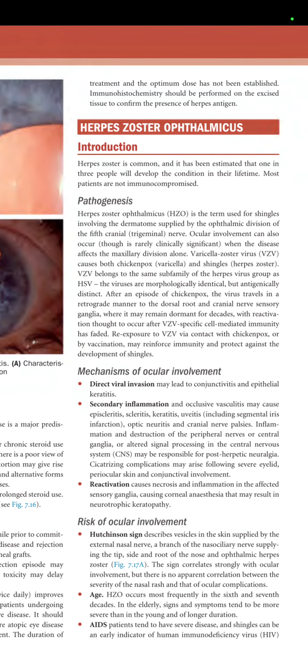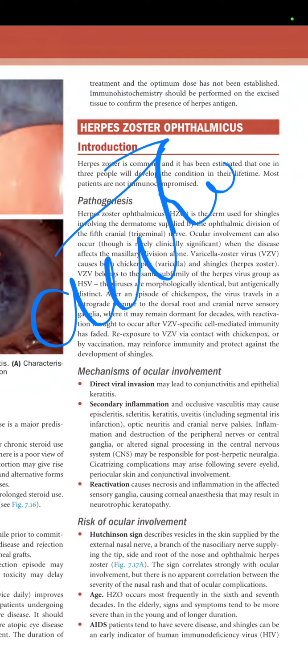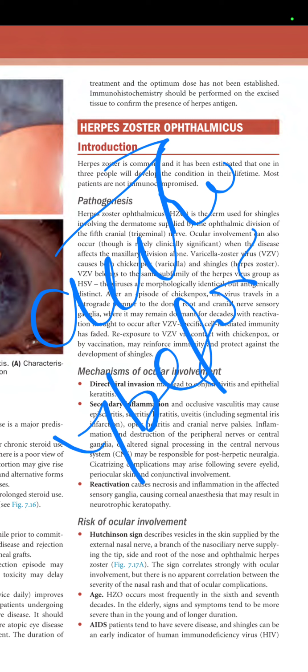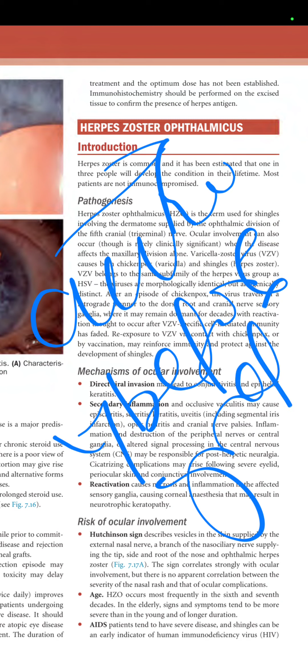Immunohistochemistry should be performed on the excised tissue to confirm the presence of the herpes antigen. So basically, in a case of keratoplasty, we can give prophylactic dose before grafting and after the graft, but the dosage and regimes are not yet determined.